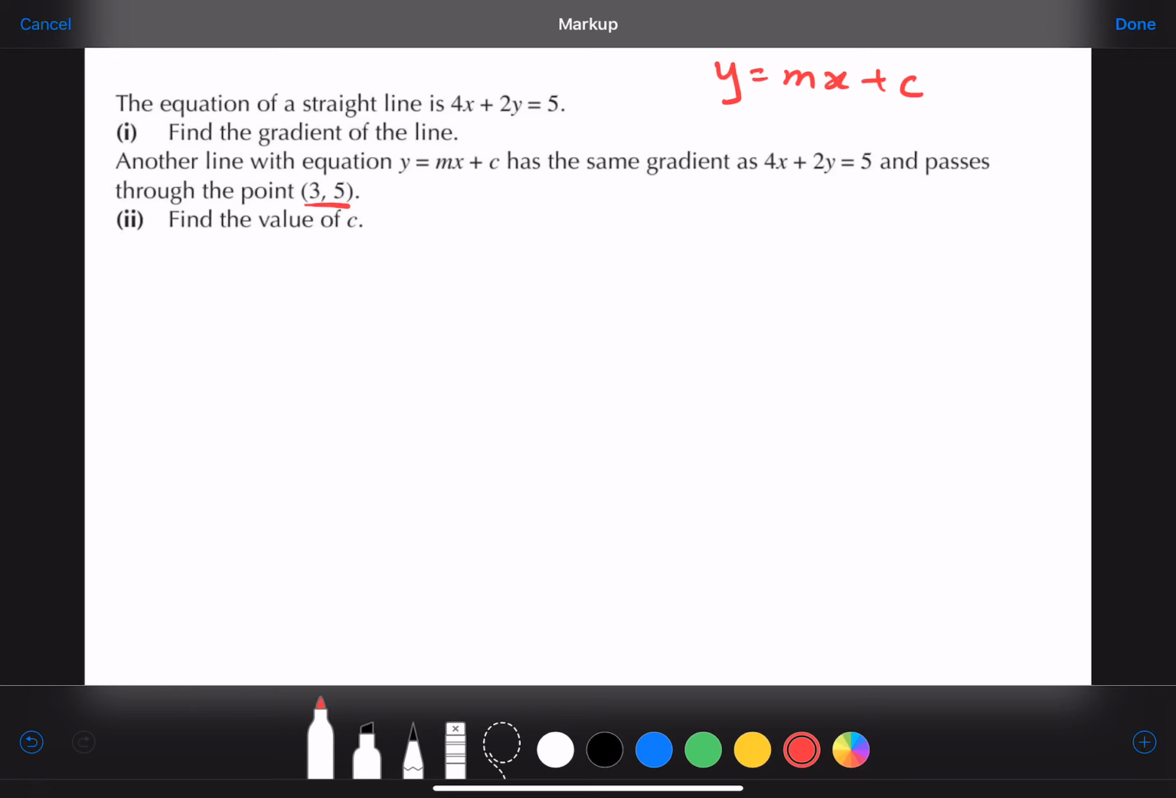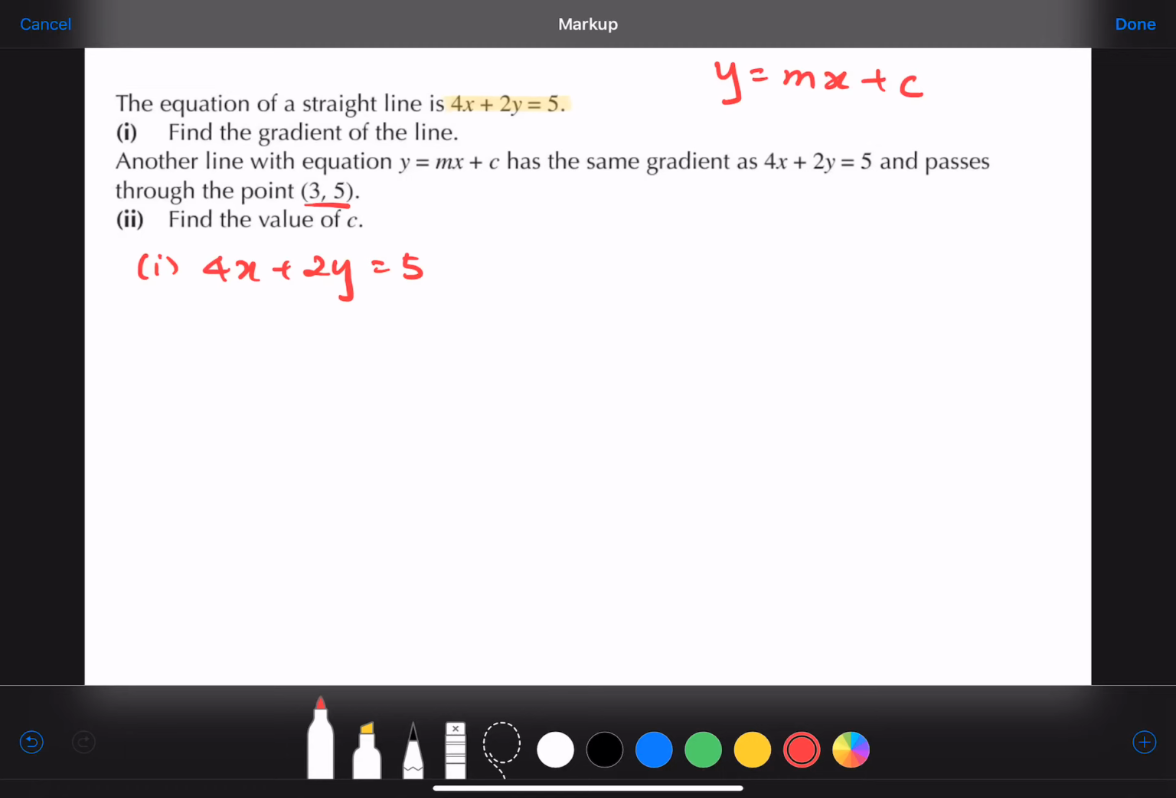And this is the equation. Okay, so let me just highlight this. Alright. So using this one, we are going to find the gradient of this line. So we have 4x plus 2y equals 5. And now a lot of students will just say, oh, the gradient must be 4 since that's the number next to x.